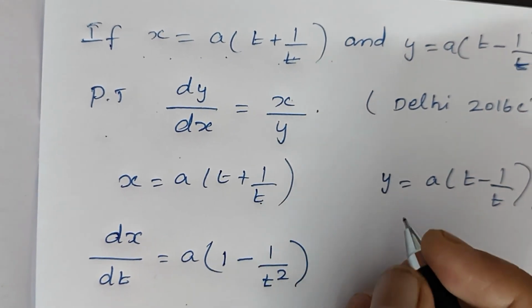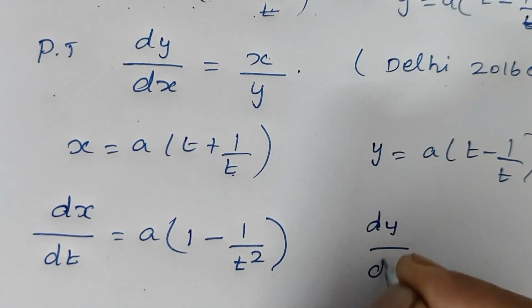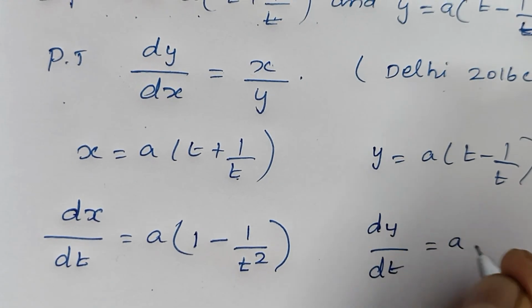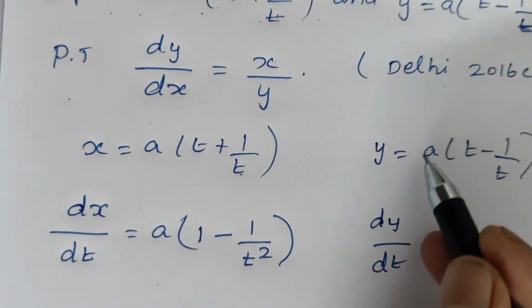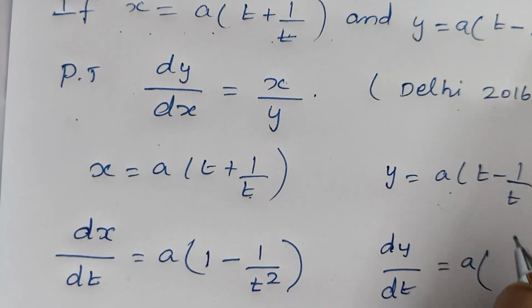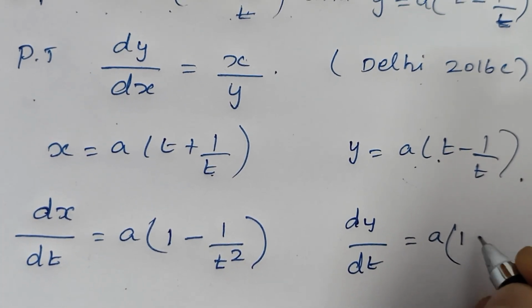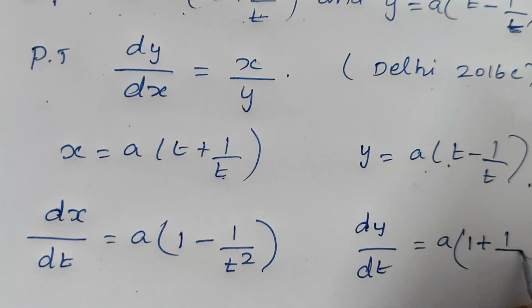Here again dy by dt. dy by dt, that is equal to a into, the constant part is over. So first here this one around we have to multiply. So a into t, that is t equal to 1. Then here minus plus, so 1 by t square.